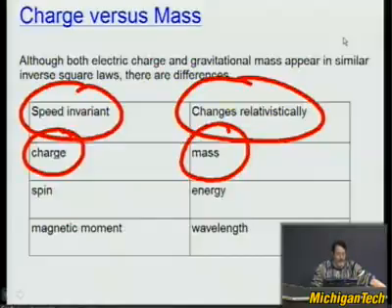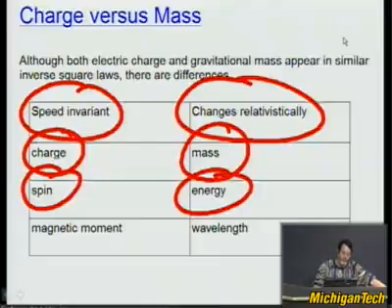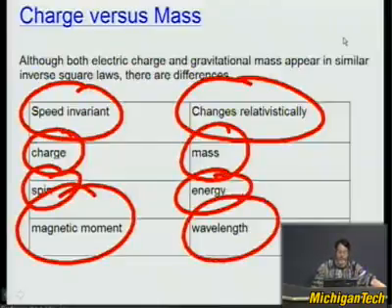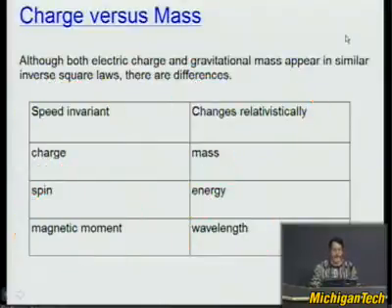Electricity and gravity have fundamental differences. Also, something that has fundamental spin, a charged particle isn't going to change its spin. An electron doesn't have more spin when moving quickly. However, it might have more energy. Magnetic moment is the same, and wavelength is the same. So there are things that line up on either side of these, and charge is not the same as mass.